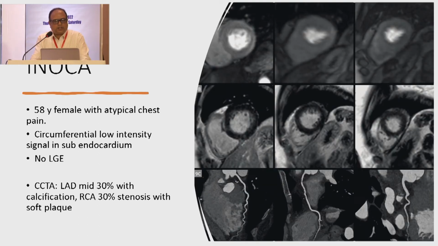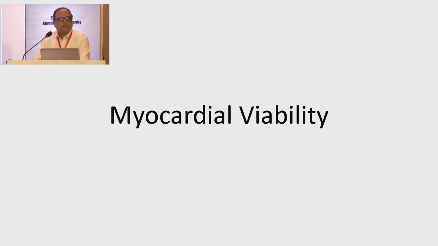Another entity, INOCA. 58 years female with atypical chest pain, showing the stress study, there is circumferential subendocardial perfusion defect, both basal, mid, and apical, but there is no LGE, I mean no infarct. Coronary CTA showing LAD 30%, RCA 30%, I mean non-significant obstructive coronary disease. So we can detect subendocardial ischemia by MRI.